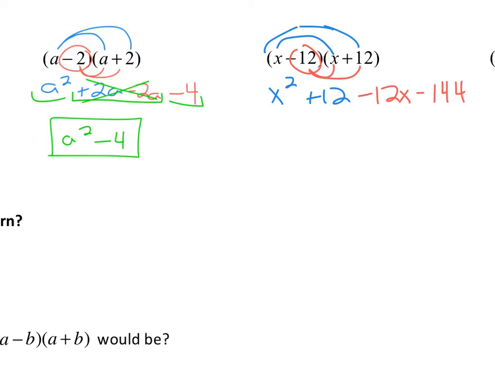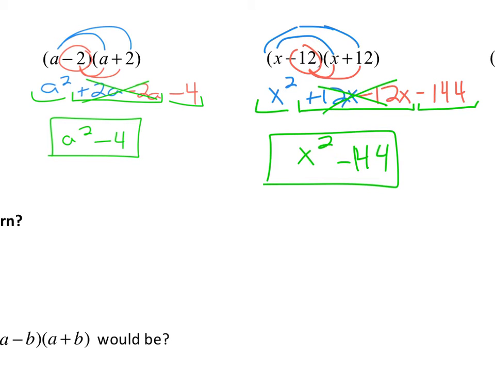Now, at this point, once again, take a look at what you've got in the middle. It looks like I'm missing an x right here. Should have been a plus 12x. I need to take positive 12x minus 12x, which, hey, guess what? Adds to be 0. Bring down your x squared. Bring down your minus 144, which was your last term. And here is your final answer, x squared minus 144.